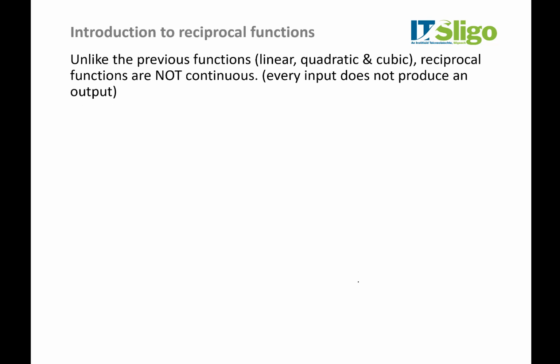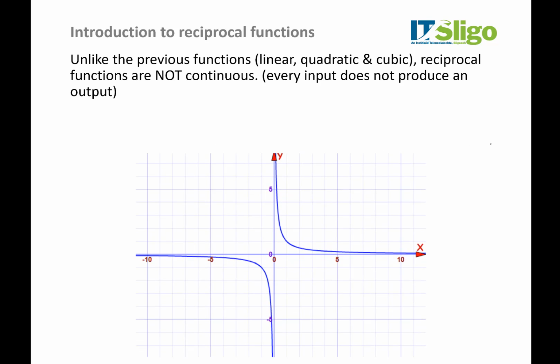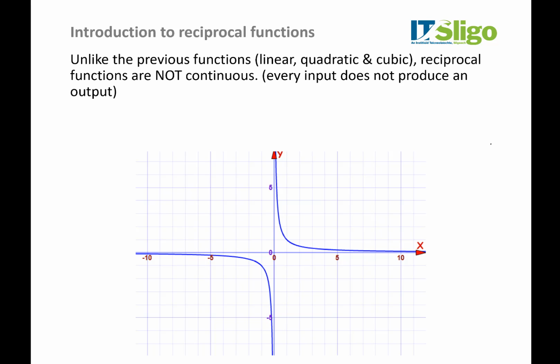Unlike the previous functions, linear, quadratic, and cubic, reciprocal functions are not continuous. Continuous means that for every input there's an output, so there's no breaks in the line. This is what a typical hyperbola looks like, a reciprocal curve. And there's this weird thing going on here.